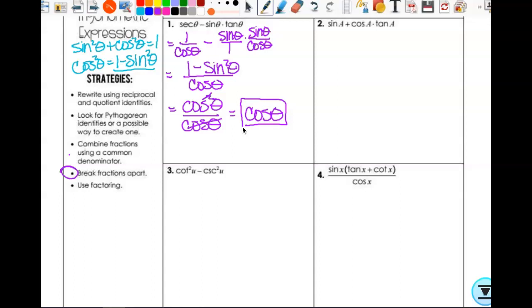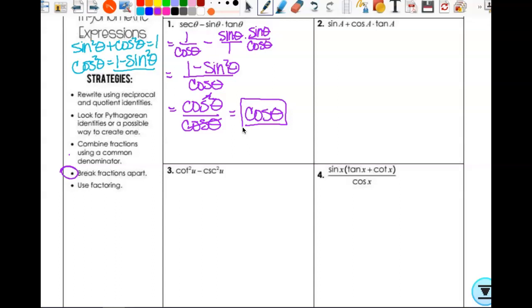Number 2. So I look at number 2. I don't have any squareds. I don't have any fractions. I don't have a GCF. So I'm thinking I'm going to go the reciprocal and quotient route.